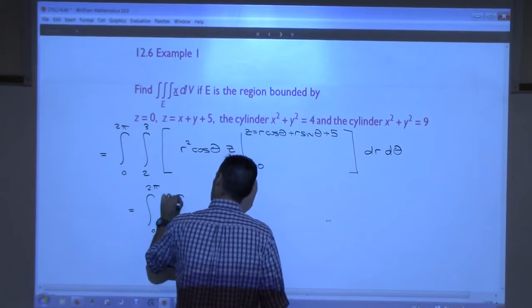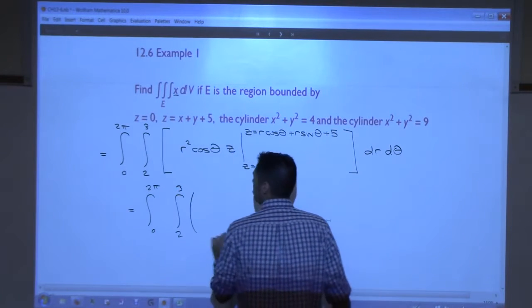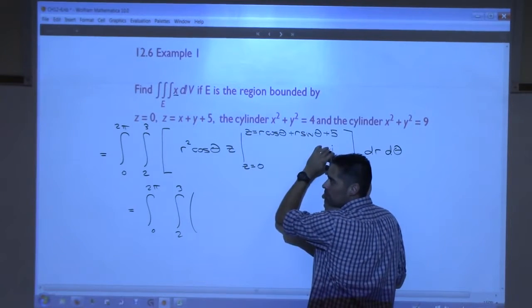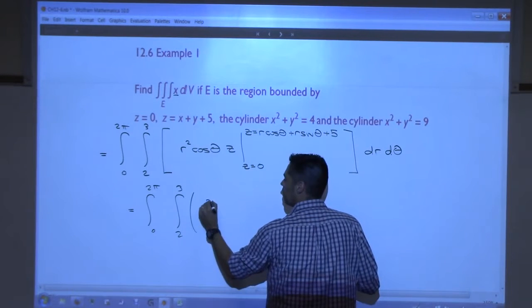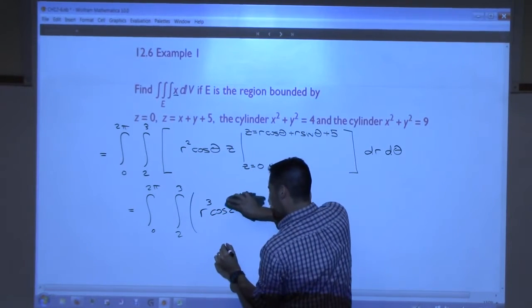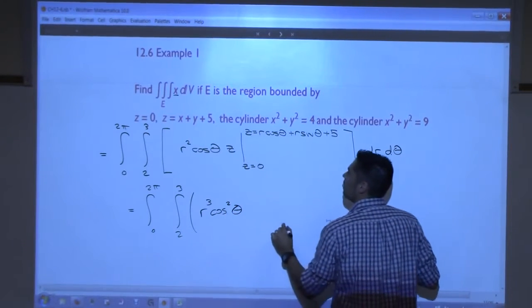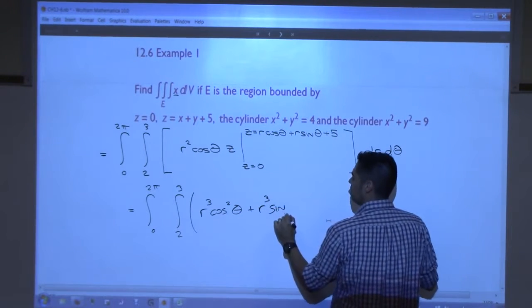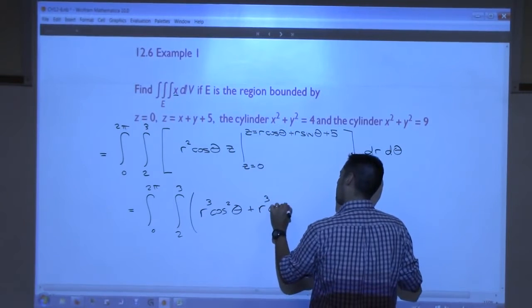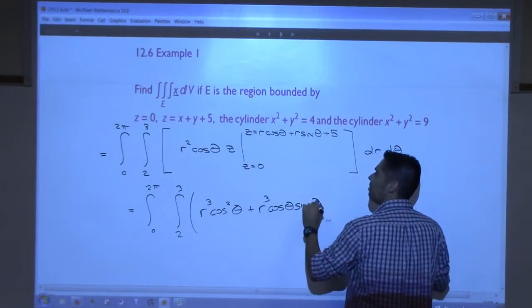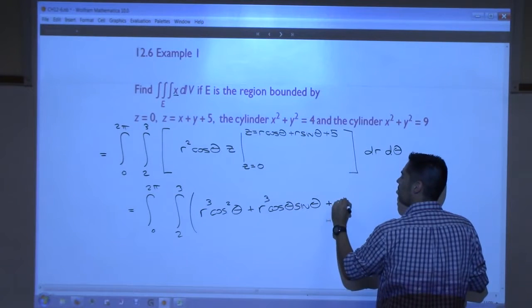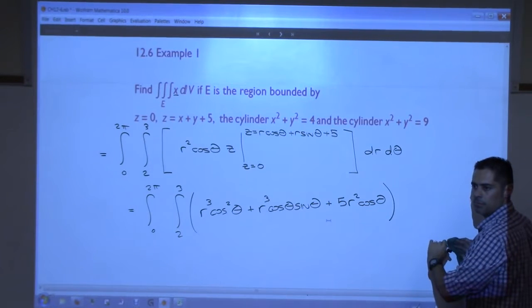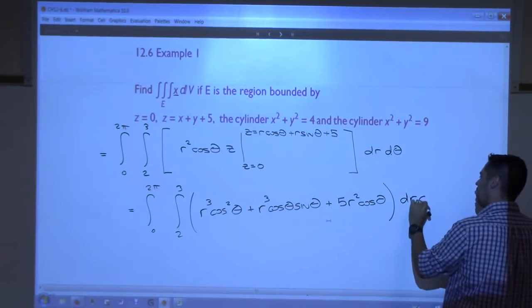0 to pi, 2 to 3. Let's see. When I do this to this, r squared cosine theta distributes to each of these. So I get r cubed cosine squared theta plus r cubed again, cosine theta sine theta. Am I doing this right? Last one, 5r squared cosine theta. That's it. dr d theta.